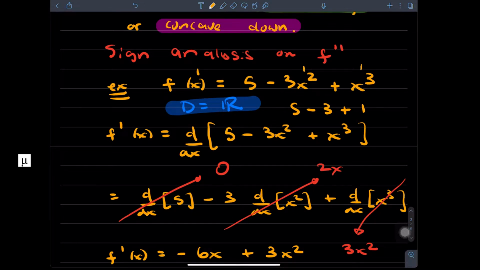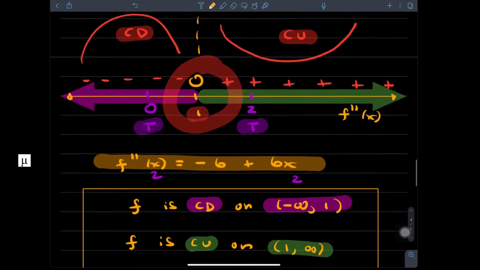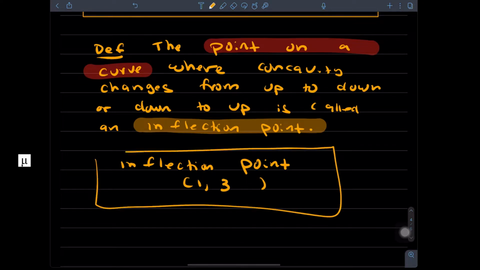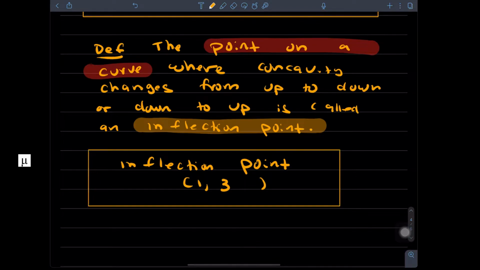So plug in the value. Sure enough, you're going to get what? The y coordinate. So this is what they expect, the x and y coordinate value. This is where you have an inflection point on your curve. So the curve has an inflection point at (1, 3). Okay? And it has to be on the curve.